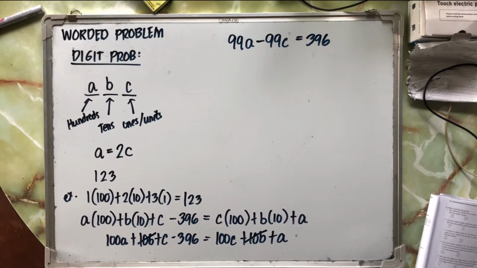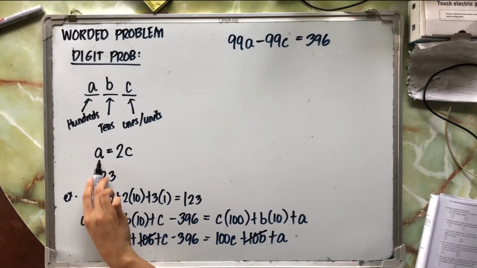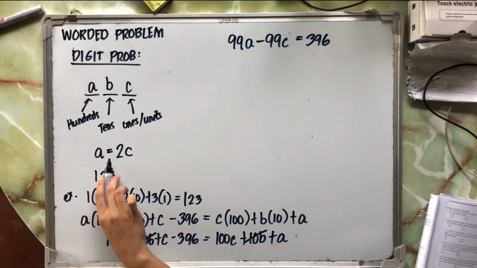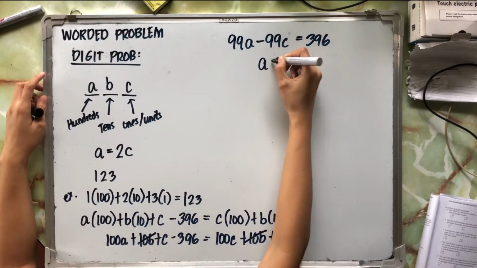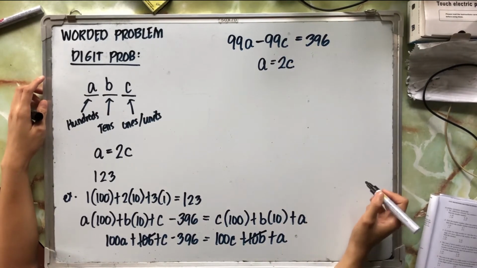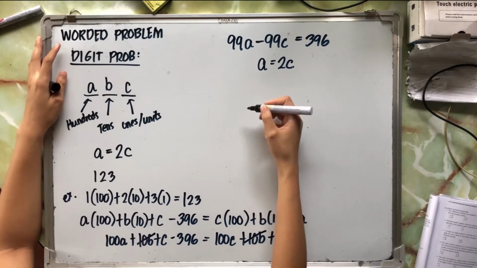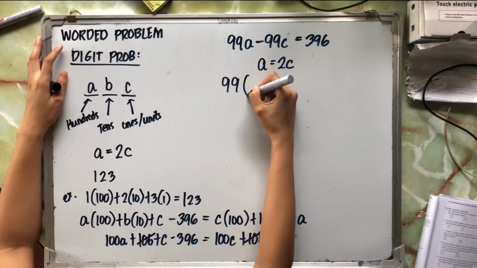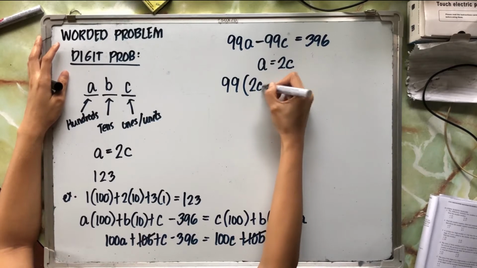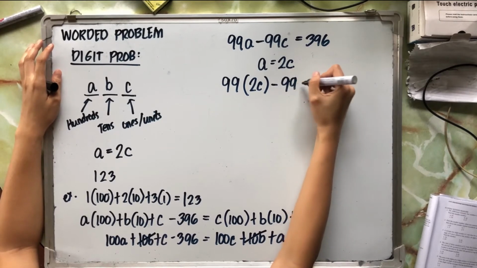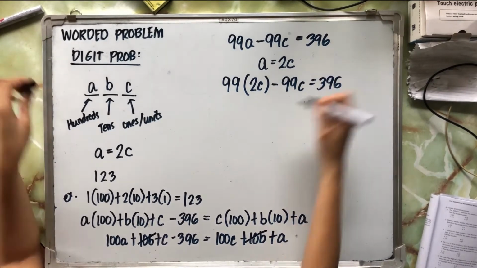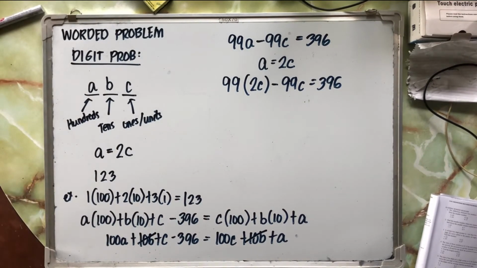But remember, kanina ang sabi is, ang A daw, the hundreds digit, is also twice the units digit C. So we can say that A is 2C. Therefore, we can replace ngayon the value of A. So that 99A here is equal to 99 times 2C. Tama? Okay, that's minus 99C is equal to 396. Okay? So, ayan ba yung magiging equation natin ngayon. Okay.